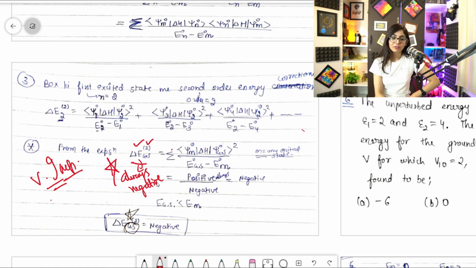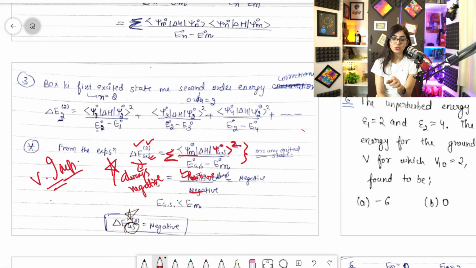So the basic formula for second order perturbation is the summation of the square of psi m naught delta H psi ground state naught, divided by E ground state naught minus E m naught, for whatever combinations are possible. Clear? So this is the basic formula. Since a square is there, the numerator is always positive.